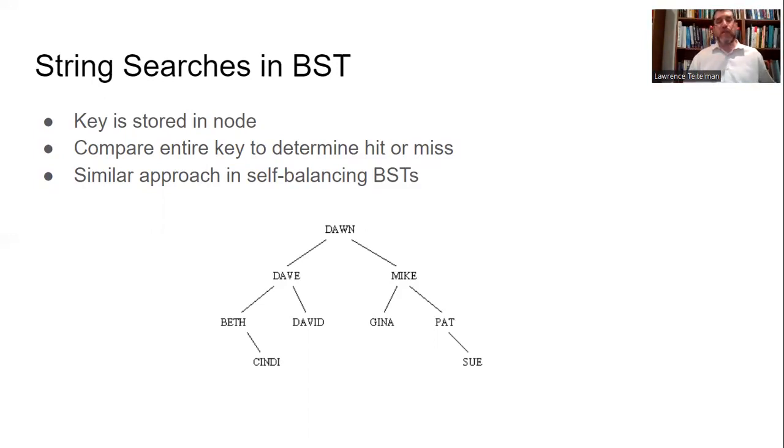We're looking for David. So we compare the D with the D, and the A with the A, and the V with the V, and the I with the I, and the D with the D. They match. We found David, and then whatever information we want to have about David is there. It could be it's the wrong David. Then there might be another David in this tree.